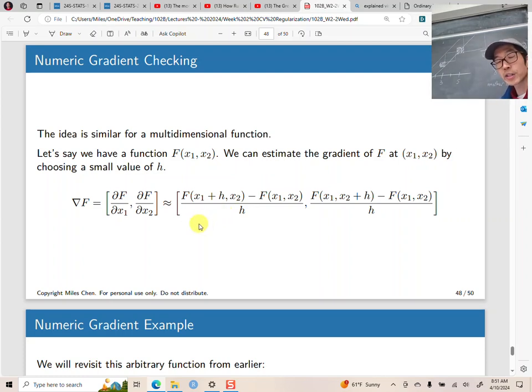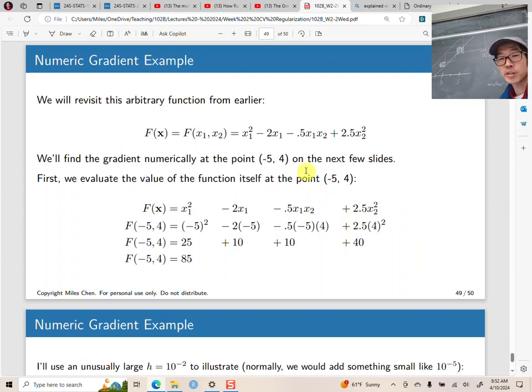The important thing here is you have to remember the gradient is a vector with two components. One is the partial derivative with respect to x1, and the other is the partial derivative with respect to x2, or if you have more things, partial derivative with respect to x3 and x4 and so forth. When you calculate the partial derivative with respect to x1, you add the small h only to the x1 component, and you leave the x2 alone. When you're estimating the partial derivative with respect to x2, you add the h only to the x2 component, and you leave the x1 alone.